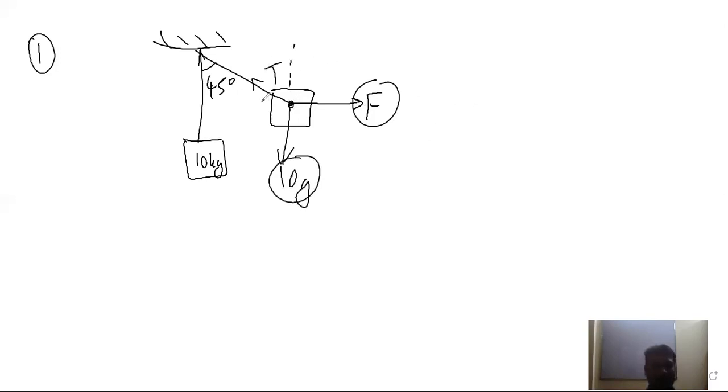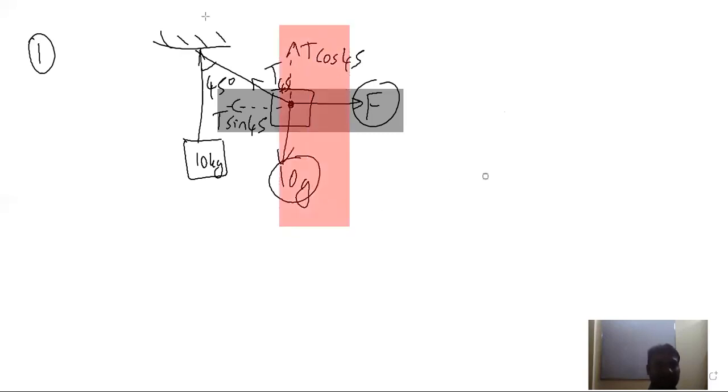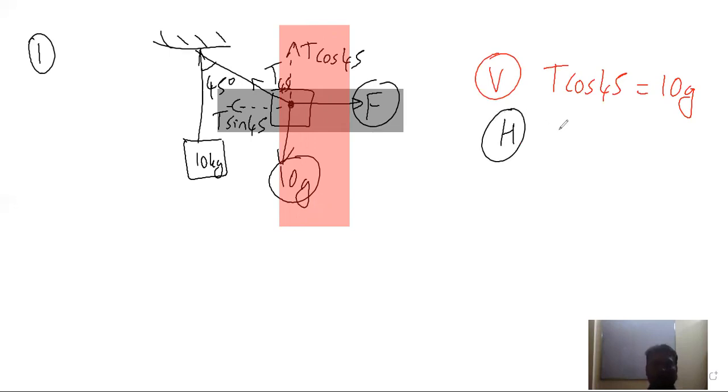So let us take the components of this tension force. This is 45 degrees. This is T cos 45. This is T sin 45. In the horizontal direction, T sin 45 is F, and in the vertical direction, T cos 45 is 10G. Let us first write the vertical direction. T cos 45 is equal to 10G. And let us then take the horizontal direction. T sin 45 is equal to F.